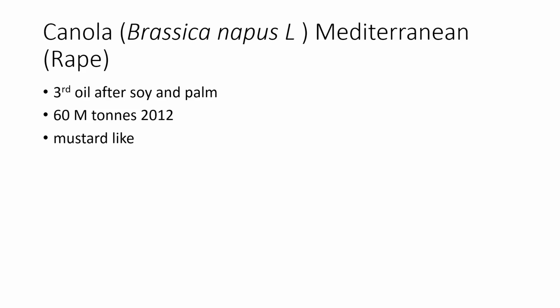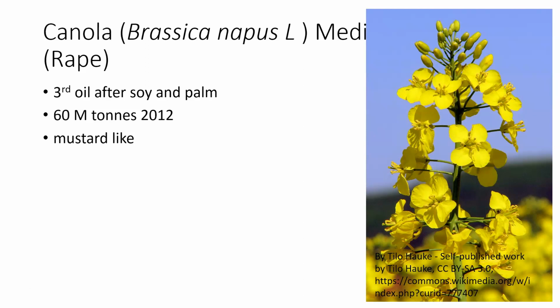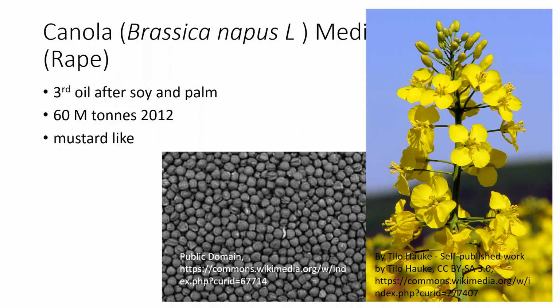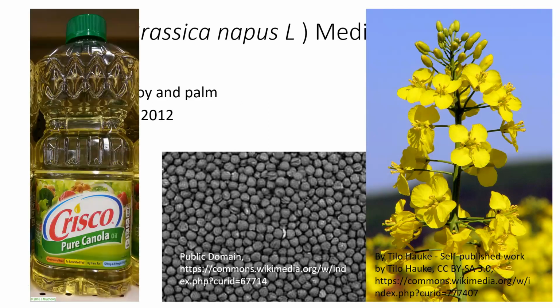The seed is mustard-like. The flower looks like this. It looks very mustard-like. The seed looks like this. It looks very mustard-like. You process the seed. These are tiny seeds. Each one's about 1 millimeter to 2 millimeters in diameter. You take the seeds, you press them down, you get the oil out of it. That's your canola oil. This used to be called rapeseed oil. Now we call it canola oil. Canola really stands for Canadian oil, which is where the original production came out of.